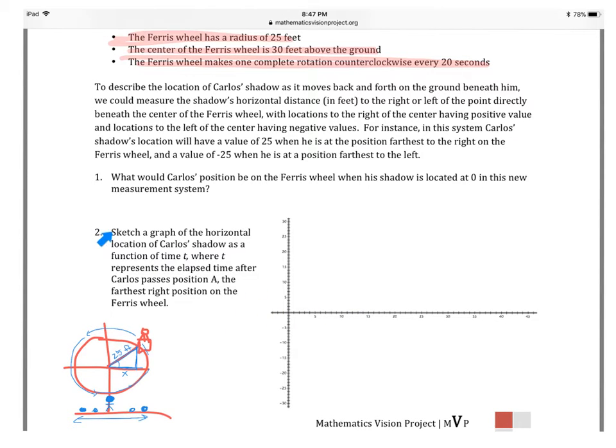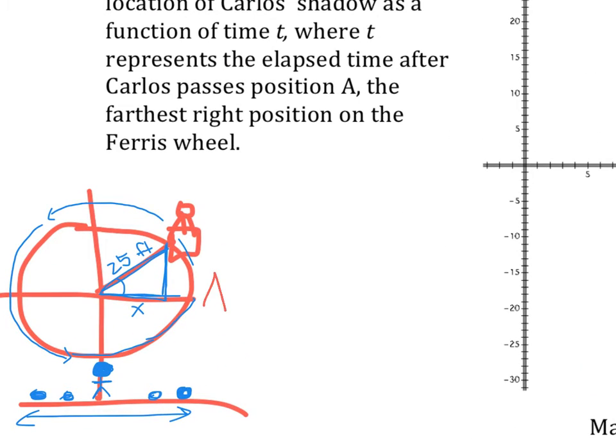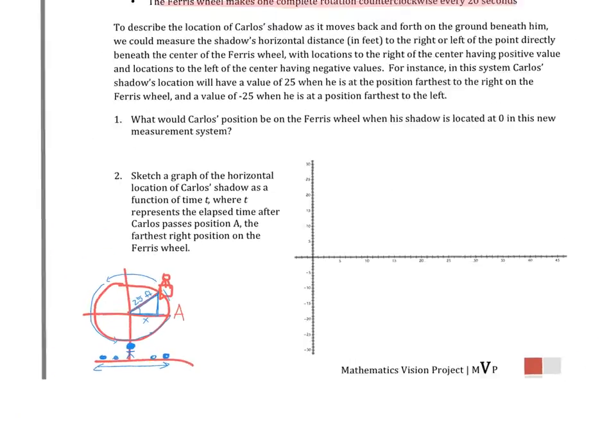Okay, so what we're going to do is sketch a graph of the horizontal location of Carlos's shadow as a function of time t, where t represents the elapsed time after Carlos passes position A. So remember, position A is right here. I should label it. Let's put a red label right there. A. That was giant. That was too big. I apologize. We all know it's position A. Now we know. We feel better.